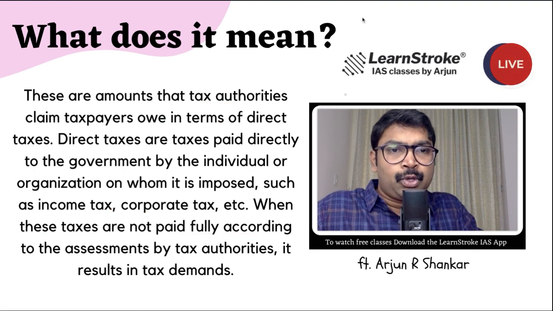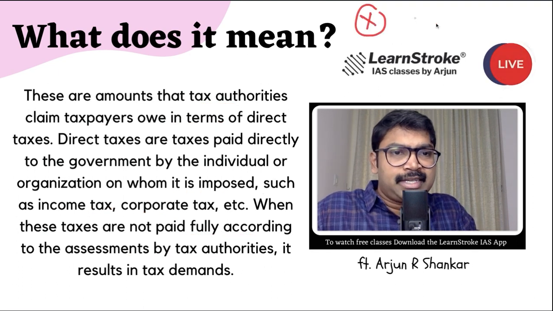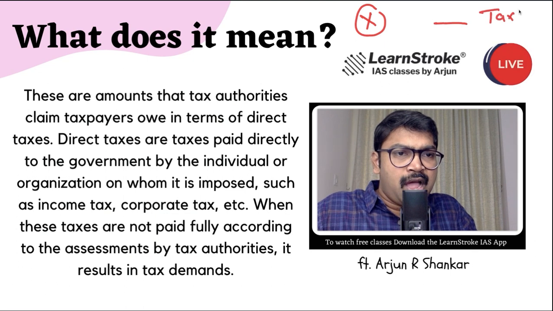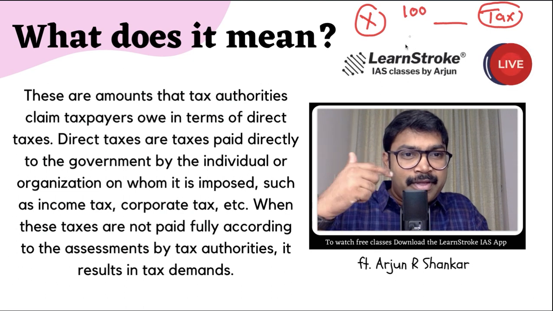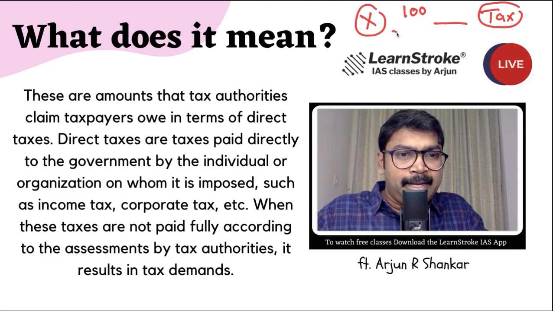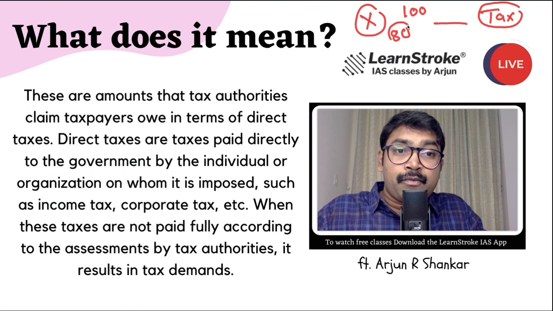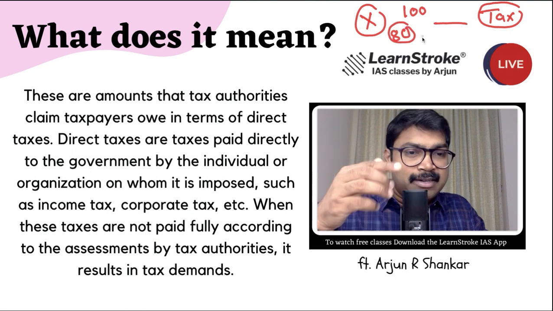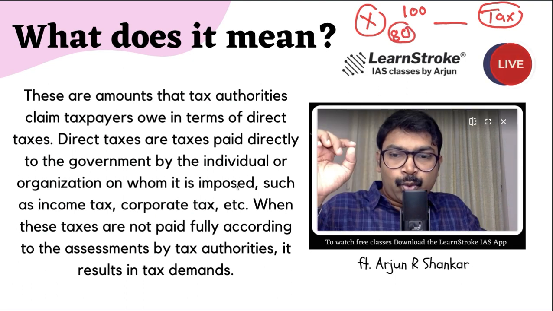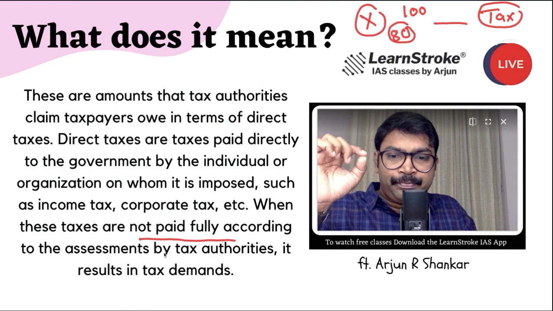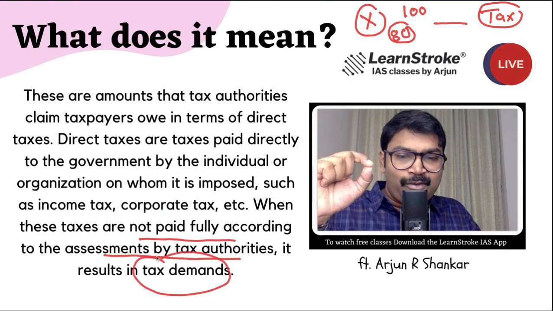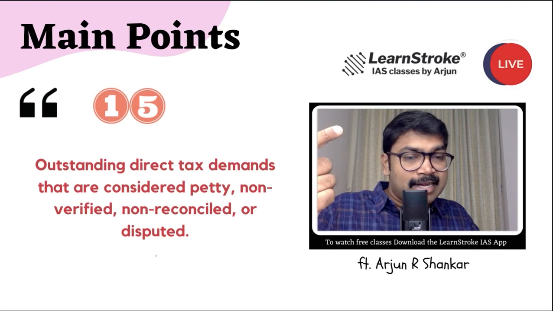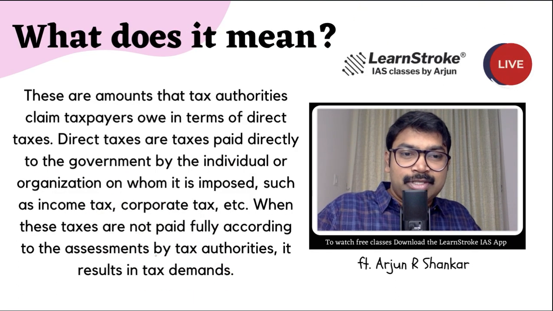So imagine that you are this person and there is a tax demand. Tax is demanded by the office. Say your tax is 100 rupees, and you have only paid about 80. So 20 is something that you have not paid. You are supposed to pay that extra tax, but you did not pay it. So when these taxes are not paid fully according to the assessment by tax authorities, it results in a tax demand. This is simply what is meant by an outstanding direct tax demand.